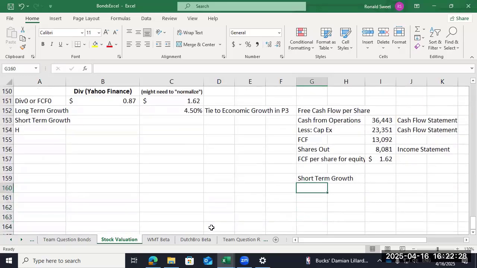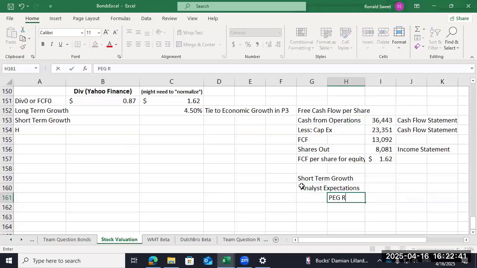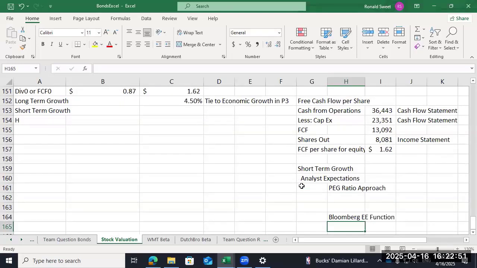There's a few options you have here. One is analyst expectations. So there's a couple of things you can do. You can do the PEG ratio approach, or you can do the Bloomberg EE function. Either of those or both. You might even try both. So let's try with a PEG ratio, which we'll talk about.